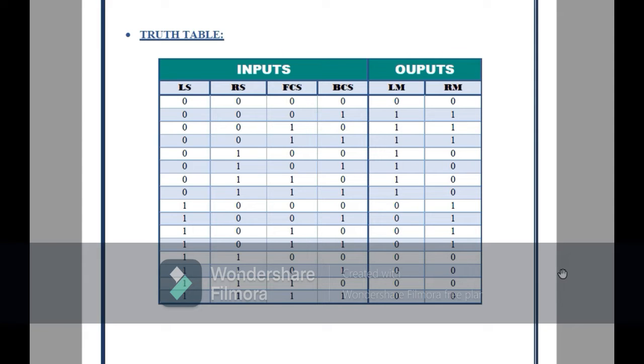Now here is the truth table of our design. In this design of the line following robot, we have the following conditions: whenever our left sensor or right sensor is on, then the robot has to turn left or right. Whenever both center sensors are on, then our robot is going to follow the straight path. Whenever the left sensor and right sensor are simultaneously on, then our robot has to stop because both sensors are giving high input.